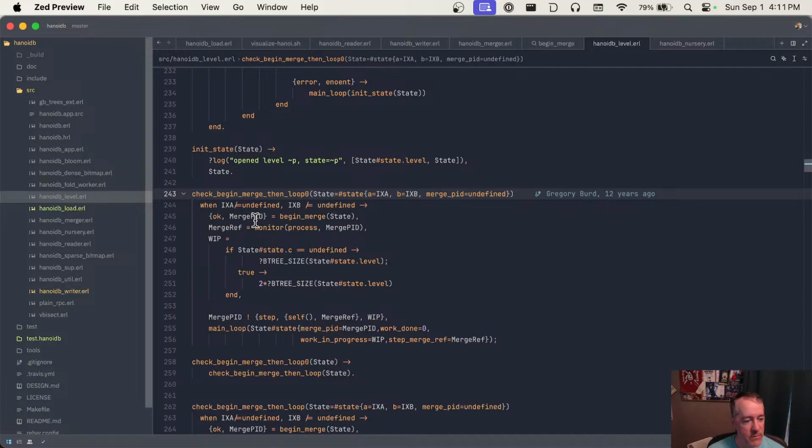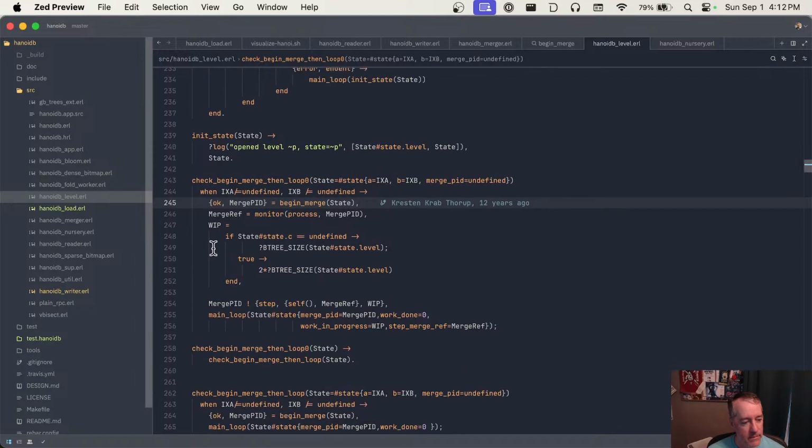Okay, so this is the one that's calling begin merge. If there is no merge PID, right? And it's monitoring that so that if the merge PID crashes, you get a down message.